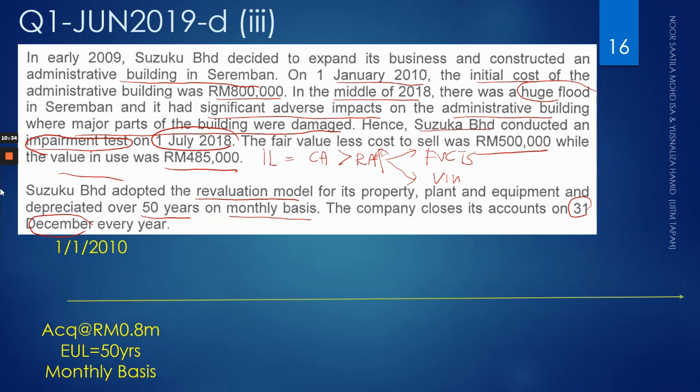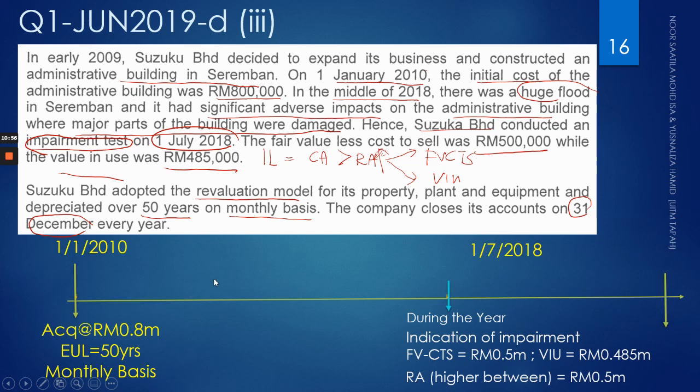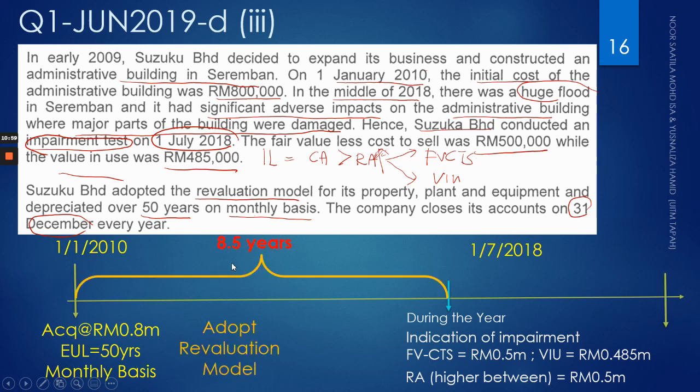So let's see the timeline diagram that I prepared for you. So this is the date of acquisition. 0.8 million is the amount that you spend, and the estimated useful life was 50 years, monthly basis. After 8.5 years, you have done the impairment. So there is some impairment testing, right? So you are informed that you adopt a revaluation model.